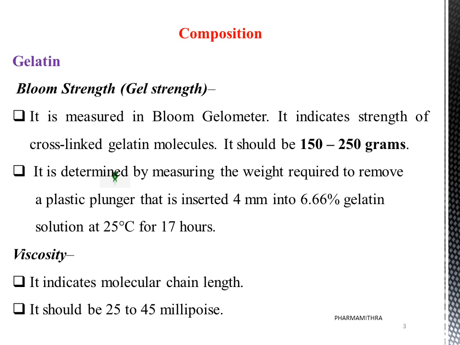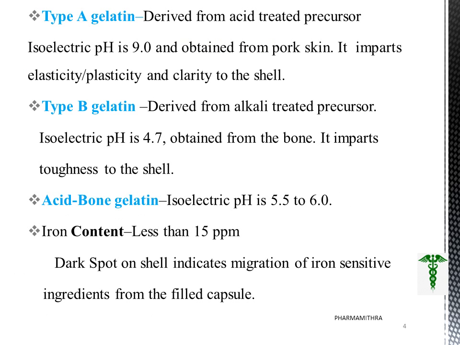Going to the viscosity of the gelatin, it indicates the molecular chain length and should be between 25 to 45 millipoise. Gelatin may be of different types, and this may be a question in the competitive exam, because we want to know the source of type A, type B, and acid bound gelatin. First of all, what is type A gelatin? It is derived from an acid treated precursor, and here the isoelectric pH is 9, and it is obtained from pork skin.